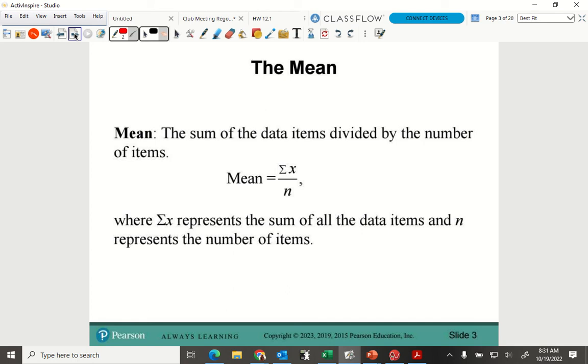Mean. Okay, not just a math teacher. Okay, mean. There is a mathematical formula. See what I did there? That was a math joke. Because math teachers are mean.